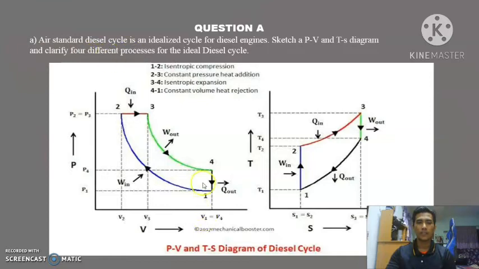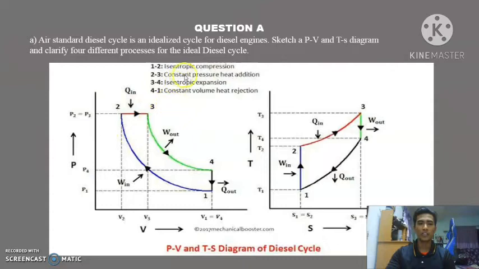Clarify 4 different processes. In a diesel engine, there are 4 different processes: number 1, the intake stroke, number 2, the compression stroke, number 3, the power stroke, and the 4th is the exhaust stroke. So for the PV diagram, from the intake stroke until the compression stroke, the volume is constant with the pressure. That is called isentropic compression from 1 until 2.